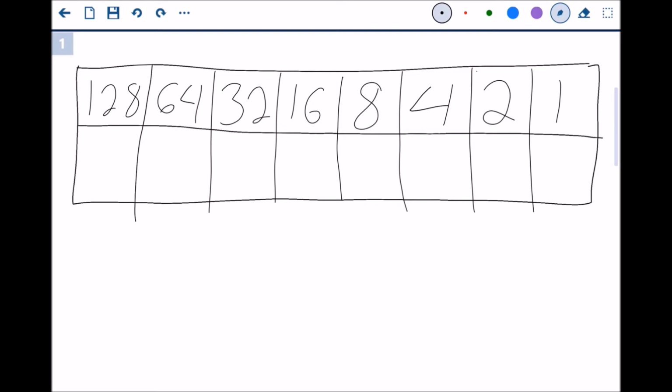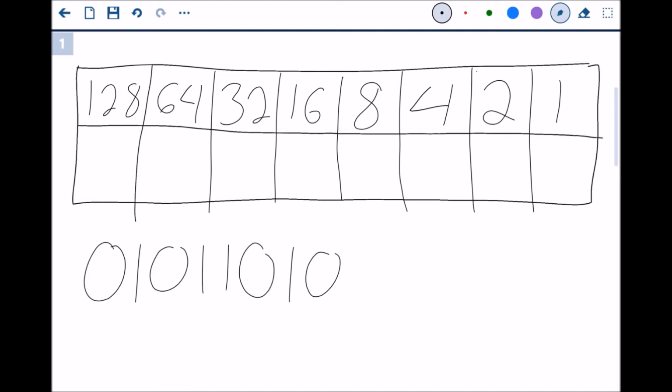Next, let's learn how to use the 0 digit in binary, which represents off. For this example, we use the binary number 0, 1, 0, 1, 1, 0, 1, 0. So that is 8 digits long. And so what we're going to do is put that into our chart. 0, 1, 0, 1, 1, 0, 1, 0.